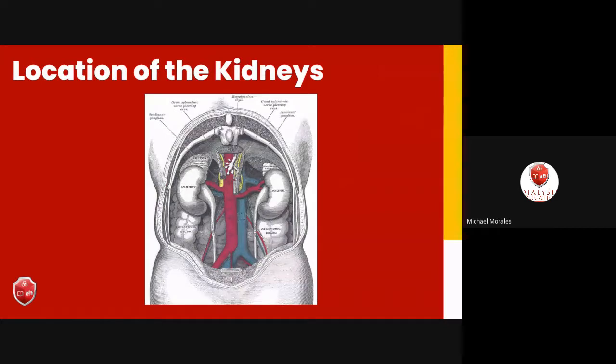So if you just dissect and open up the abdomen, cut through a membrane called the peritoneum, that's the abdominal lining, you'll see in there the urinary system. That's not all of the urinary system, but the parts that are the urinary system are the kidneys. So these little bean-shaped organs are about the size of a fist.